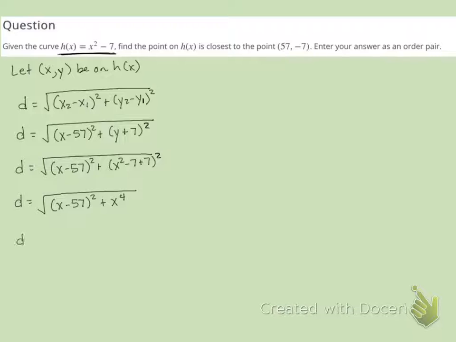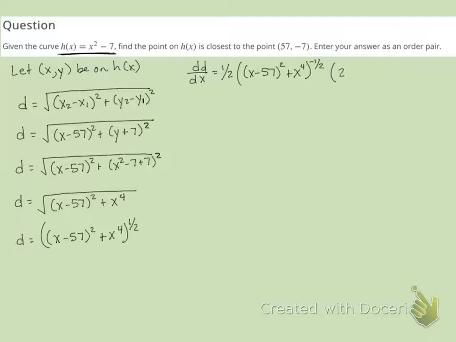So I'm going to rewrite this so that I can use the power rule. So I'm going to write this to the 1/2 power. So now I want to take the derivative of the distance, the derivative in terms of x. So using the chain rule, I'm going to drop that 1/2 down in front, decrease it by 1, and then take the derivative of the inside.